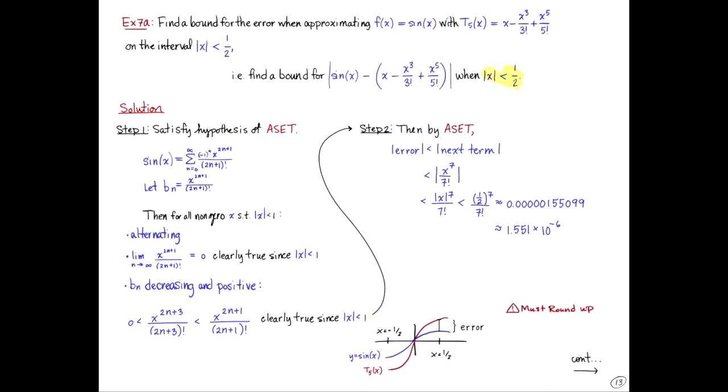So in part A, we're given the number of terms and we're given the domain of x. Let's move on to part B.